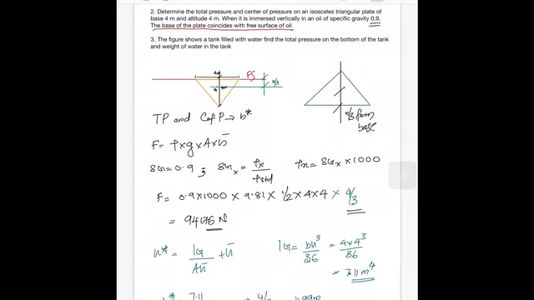So don't finish here, please write it specifically. So the center of pressure is at 1.99 meters from free surface. Write it like this. So it will create a good impression in the mind of the examiner or the evaluator.